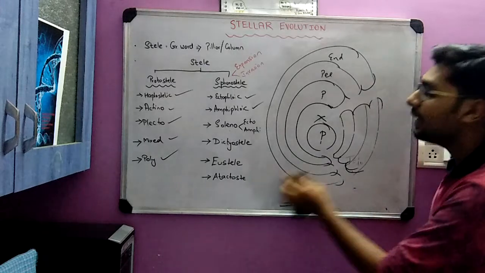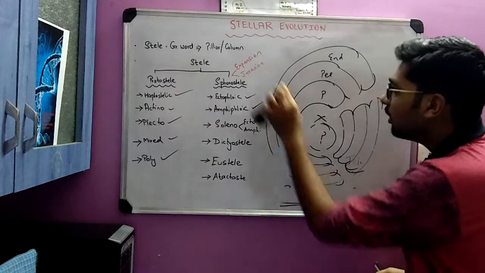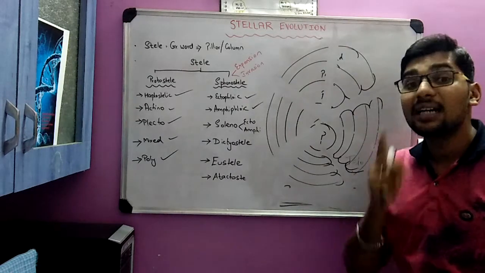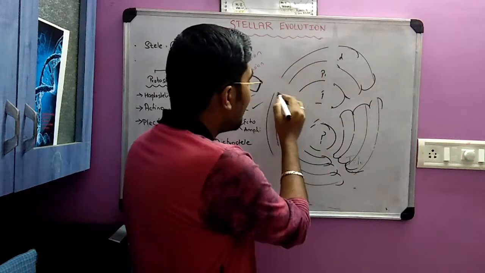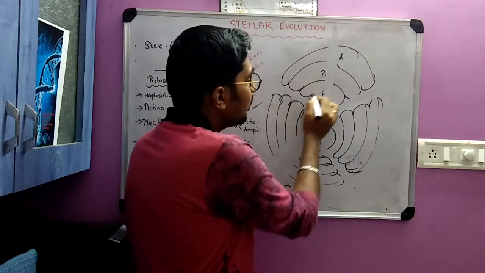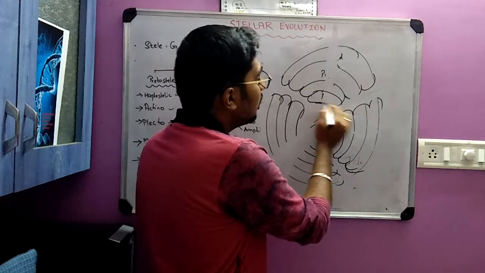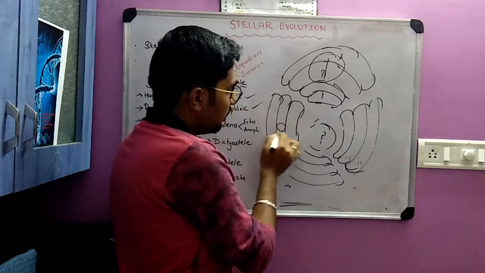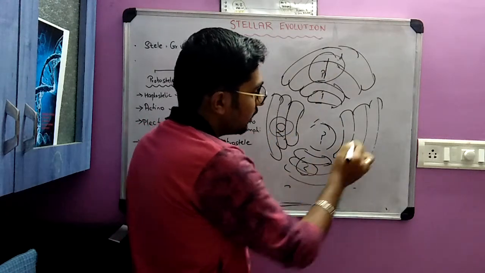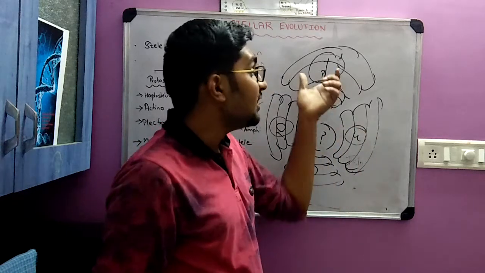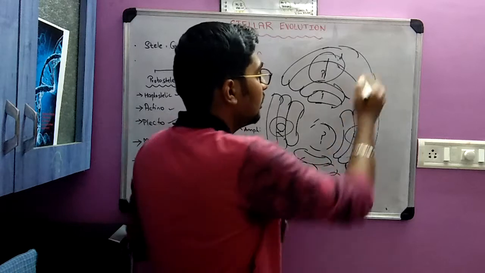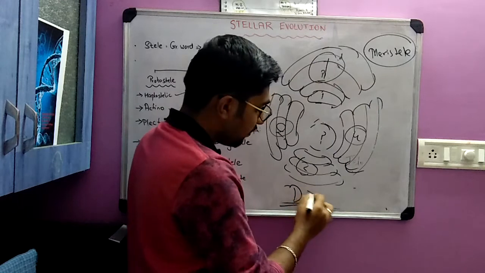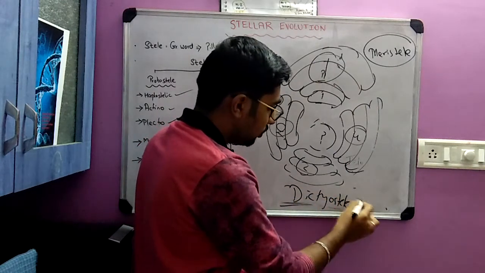If this is broken by many leaf gaps, then such type of stele is called dictyostele. Then you will have many parts. This will become one unit, this will become one unit, right? This is the first unit. Similarly, this will become another unit, this will become another unit, this will become another unit. So each unit is called meristele. And such type of condition is called dictyostele.